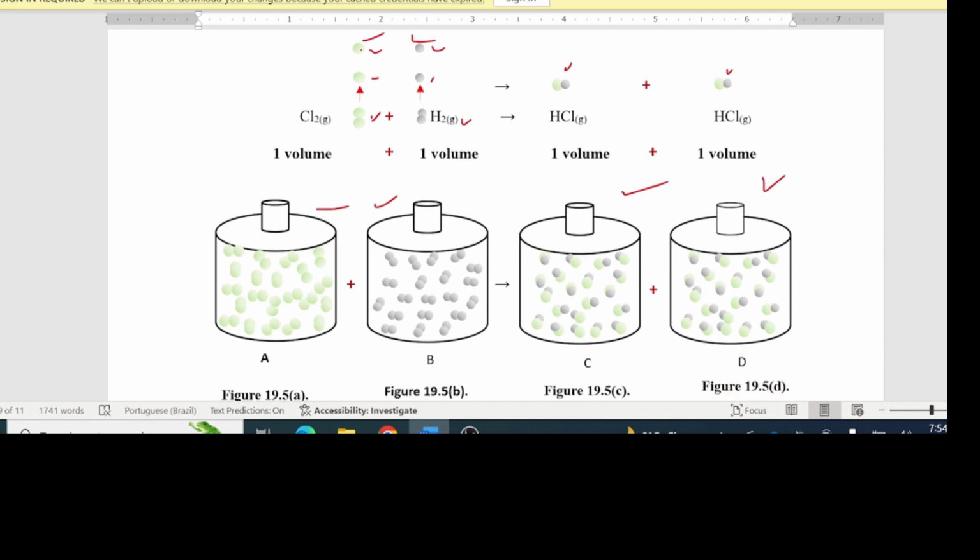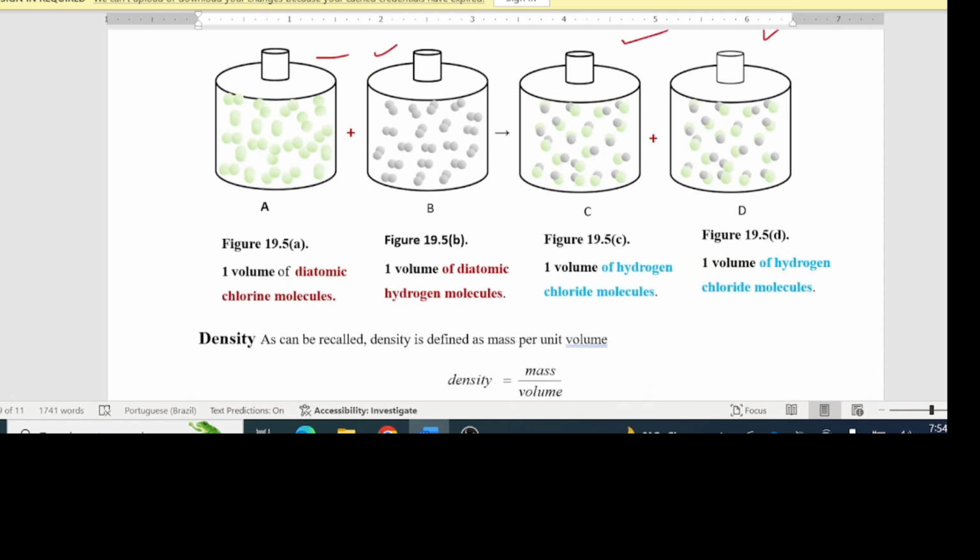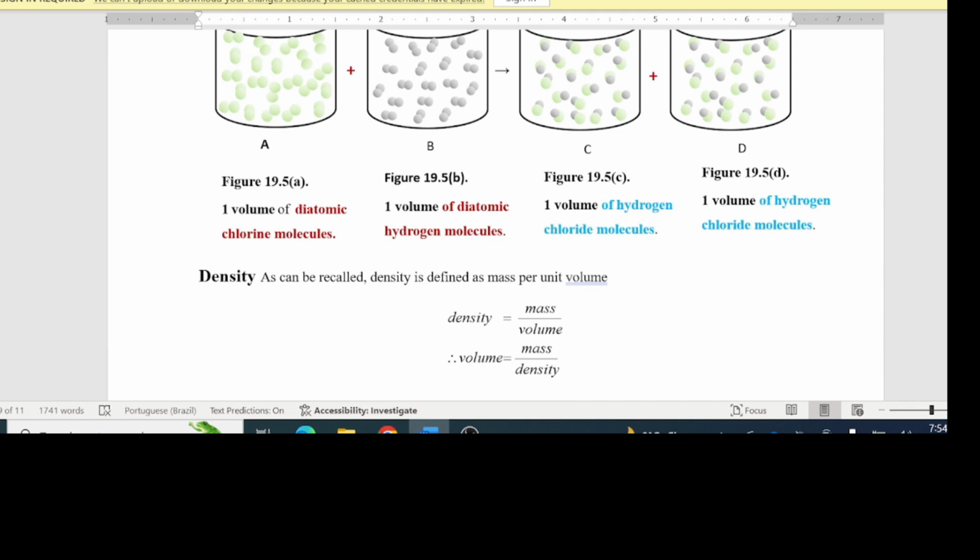Avogadro says, look, these molecules are diatomic molecules, okay? And when they react, they break into two atoms. And that's why you end up with that number of volumes instead of one, as proposed by John Dalton. Okay, now we do molar volumes.